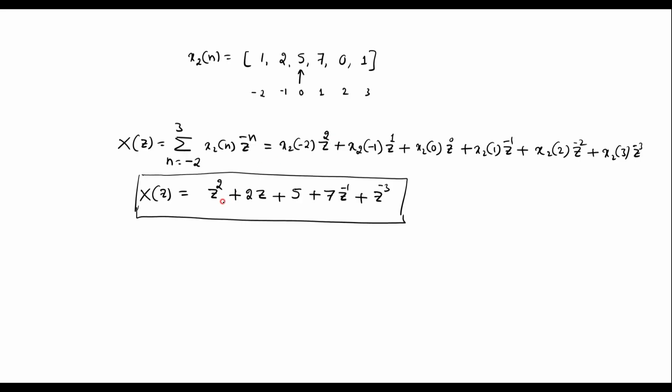So here we can see that if we take z equal to 0, 1 upon 0 will become infinity, and if we take z equal to infinity, this X of z will become infinity. Therefore, the ROC is entire z plane except z equal to 0 and z equal to infinity.